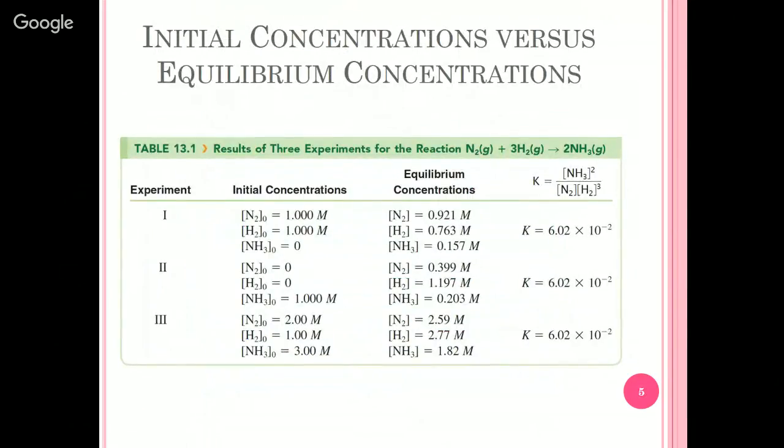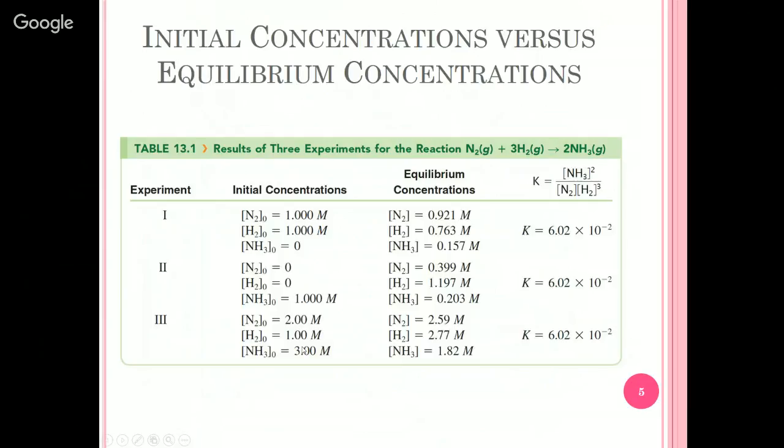Here's a table that shows 3 different experiments starting with different initial concentrations. So here we start with our reactants in equal molar concentrations. Once we have reached equilibrium, we have these sets of concentrations, and our equilibrium constant, 6.02 times 10 to the negative 2. Here, if we do not start with reactants, instead we start with 1 molar of products, notice that we end up with a different set of concentrations. However, plugging those into the equilibrium expression gives us the same equilibrium constant.